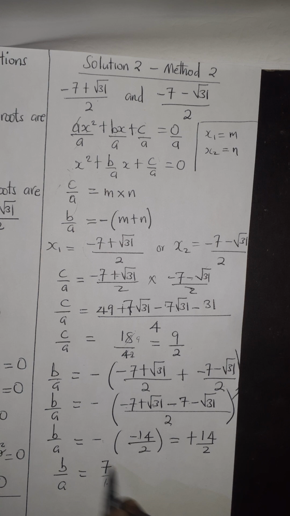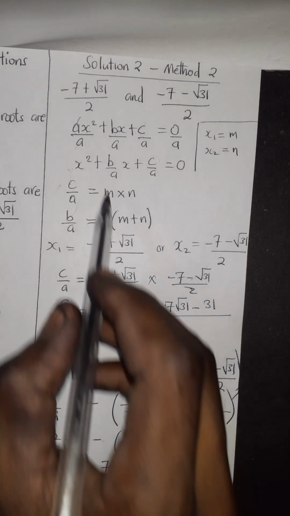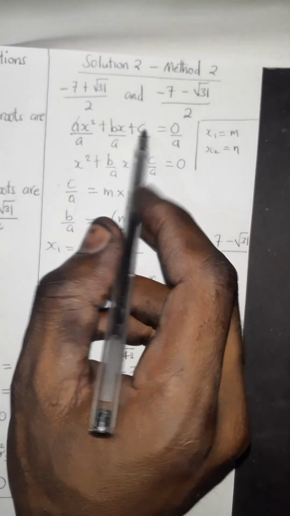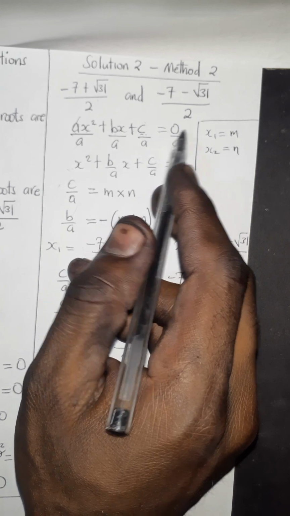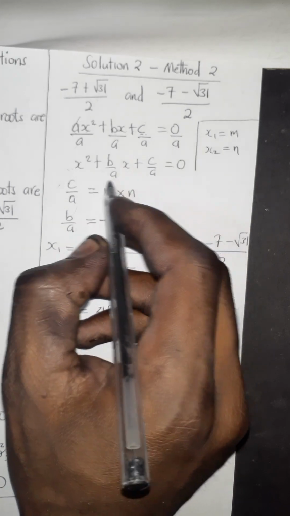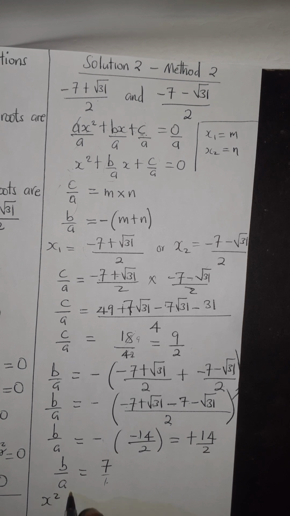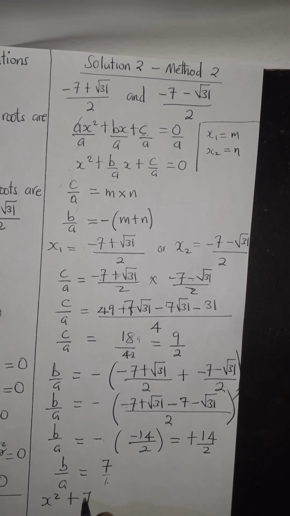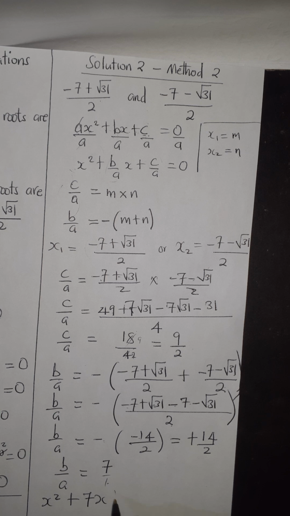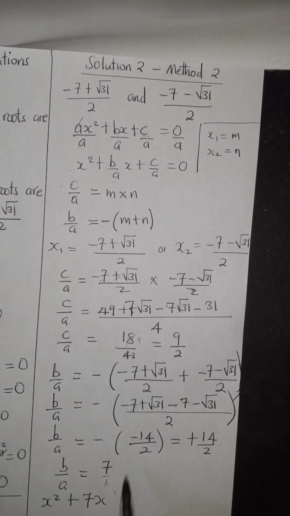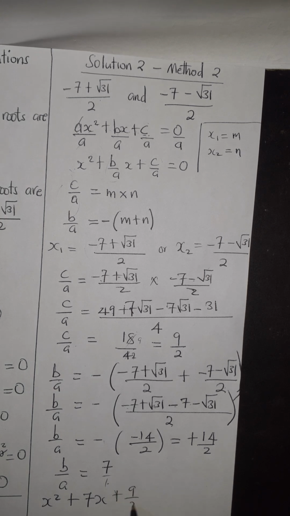So using these values, we are going to substitute back in the equation. Which equation? This equation, which is the general format, ax squared plus bx plus c equals 0. Where there is b, we put 7. We have x squared plus 7x, and the value of c over a is plus 9 over 2. The whole of this is equal to 0.